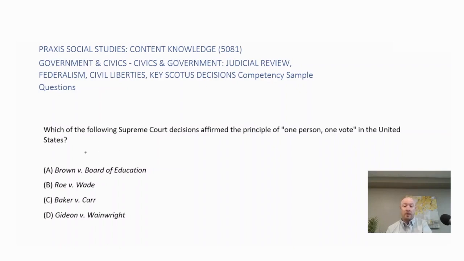So Brown v. Board of Education, I'm going to eliminate that. That has to deal with segregation in schools. Choice B, Roe v. Wade, is the women's right to choose whether to have an abortion or not. Choice D, Gideon v. Wainwright, that is that an indigent person has the right to legal counsel in a felony case. So I'm going to eliminate that. And the correct answer here is Baker v. Carr, which is choice C, and that had to do with setting up legislative districts based on population. So one person, one vote. So the correct answer is C.